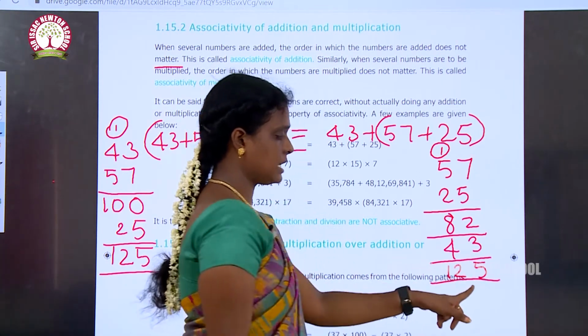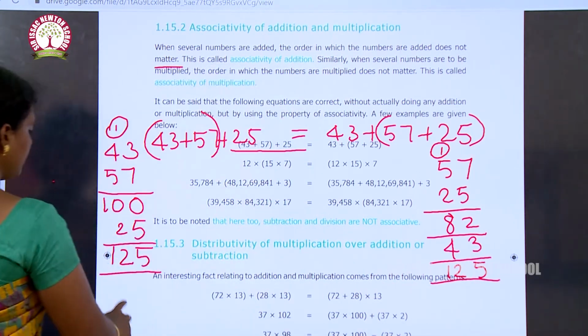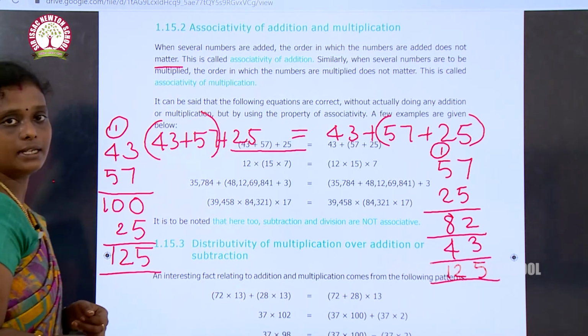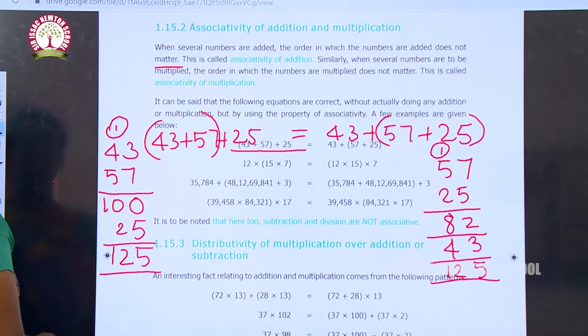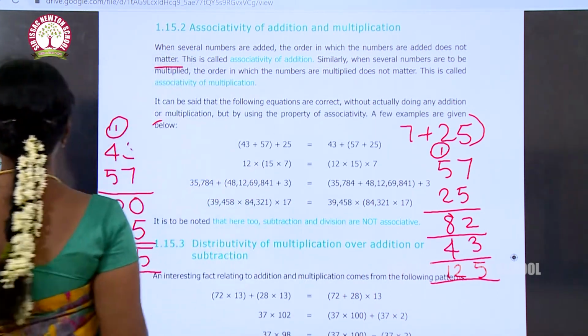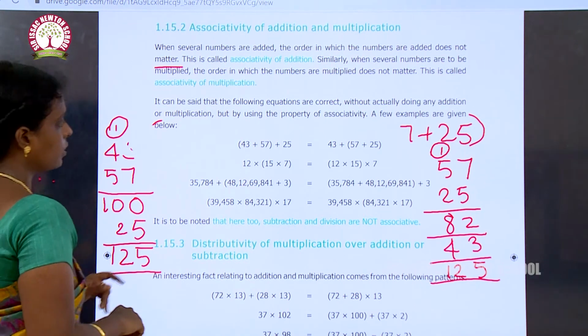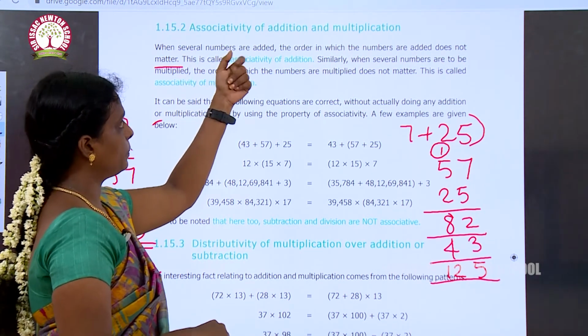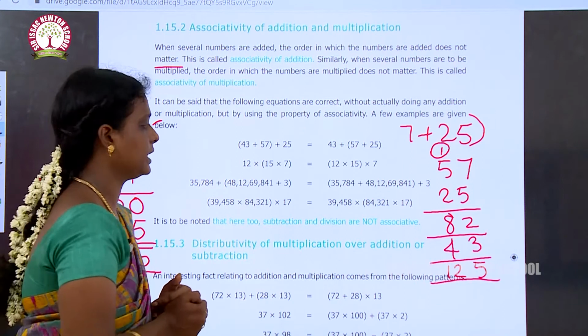So, see what is the answer? 125, and here it is also 125. Okay. So, changing of the grouping will not affect the answer. Okay. This is the property called associative property of addition and multiplication.